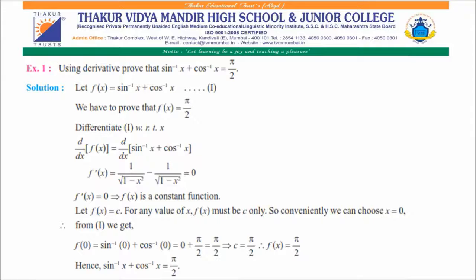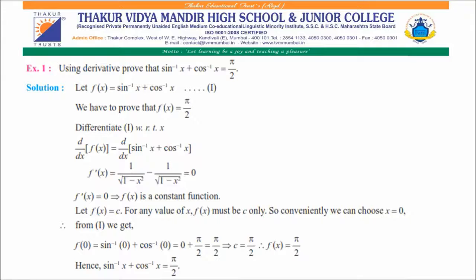So differentiating f of x, that is sine inverse x plus cos inverse x, with respect to x. The derivative of sine inverse x is 1 upon under root 1 minus x square, plus the derivative of cos inverse x, which is minus 1 upon under root 1 minus x square. Therefore we have f dash x equals 1 upon under root 1 minus x square minus 1 upon under root 1 minus x square. So both the terms cancel out and we get f dash x equals 0.